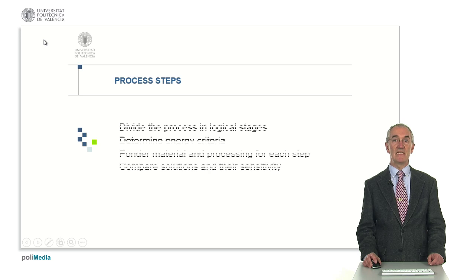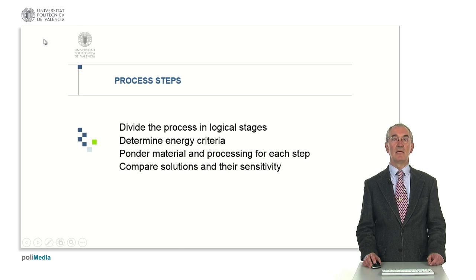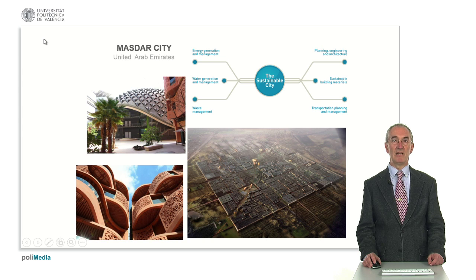How? By processing them step by step, building the overall process in different logical stages, selecting the energy criteria, which are the basis for the real life cycle assessment for sustainability, and then comparing solutions and finding how sensitive they are to the different functions and possibilities.